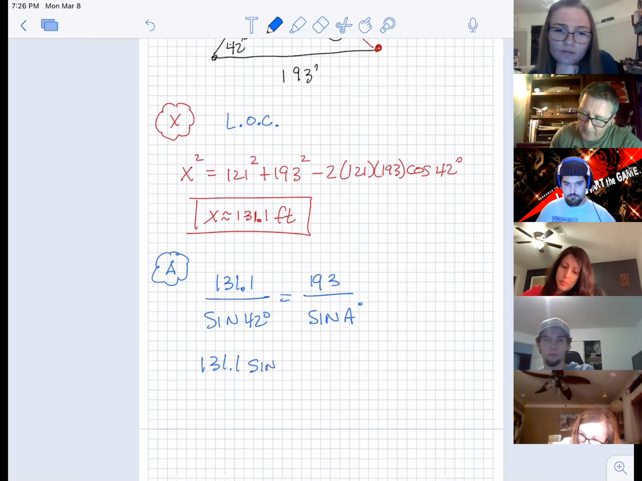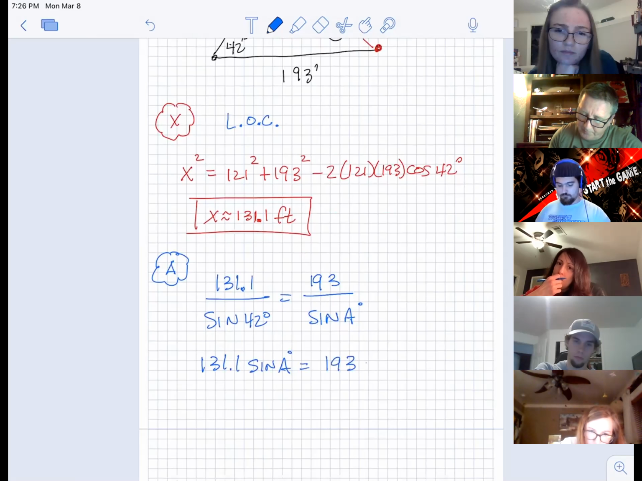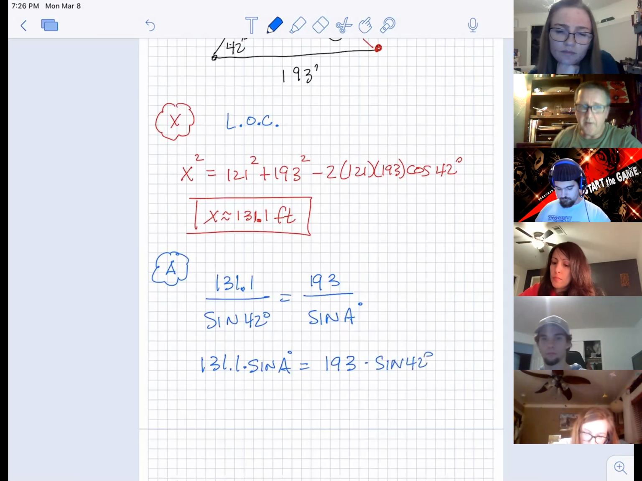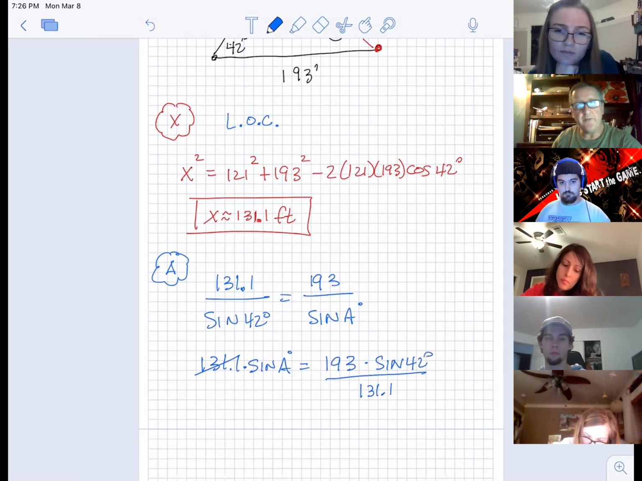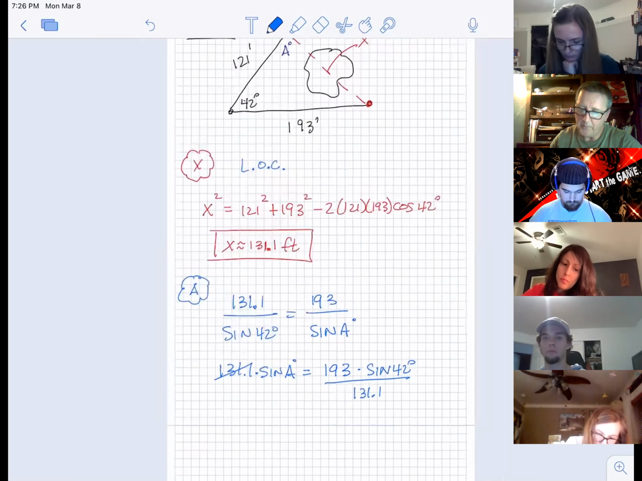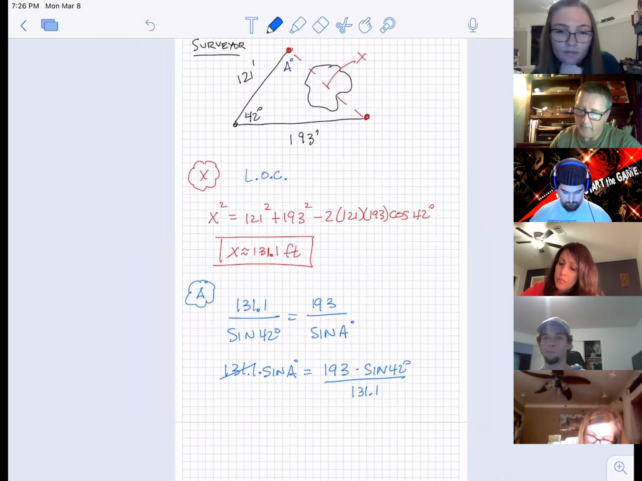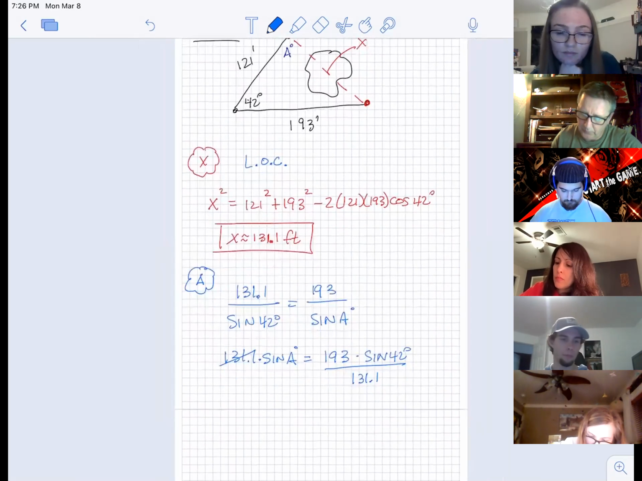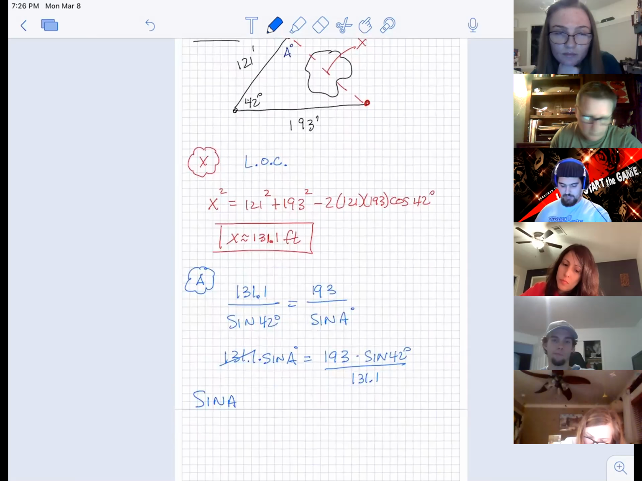I don't like fractions, so if I multiply the sine of A over to the other side and I multiply the sine of 42 over to the other side, now I don't have fractions anymore and I'm guaranteed not to get this wrong. Then I can divide by 131.1. Awesome, I have the sine of A by itself. I just have to figure out what that is as a number over there and then go inverse sine. Boom, I got it. I got 80.086.